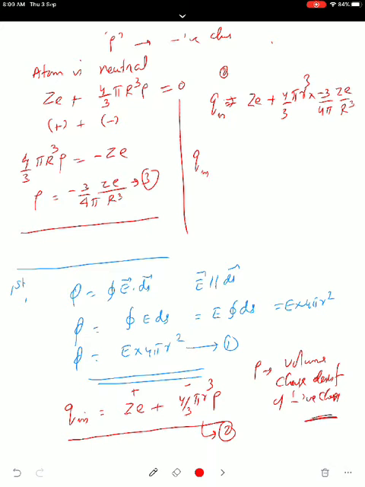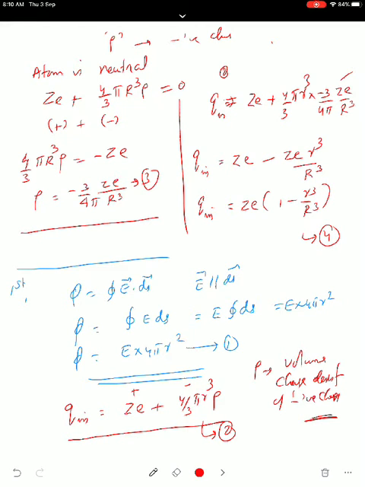Some terms will cancel. So Q inside is equal to Ze; 4 pi cancels, 3 also cancels. What is the remaining one? Minus Ze r cube divided by capital R cube. So this is the equation, where Z is the atomic number. Q inside is Ze, with Z taken outside, times 1 minus small r cube divided by capital R cube. You can mark this as equation number 4.